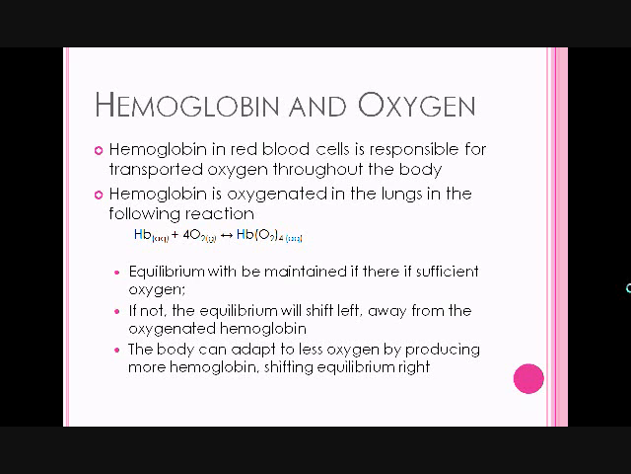The result is, in accordance with Le Chatelier's principle, the equilibrium is shifted to the left, away from the oxygenated hemoglobin. The consequences for the reduced amount of oxygenated hemoglobin can be very severe, ranging from lightheadedness to death. The body can adapt over time to less oxygen in the air by producing more hemoglobin, which will make up for the less oxygen and shift equilibrium to the right. Maintaining equilibrium for all aspects of blood in the body is crucial for supplying the body with sufficient nutrients and minerals, which is necessary for survival.